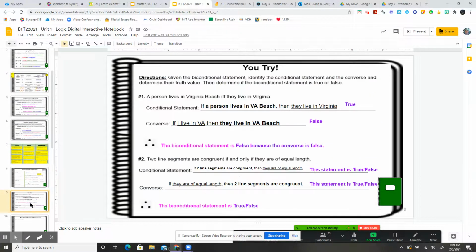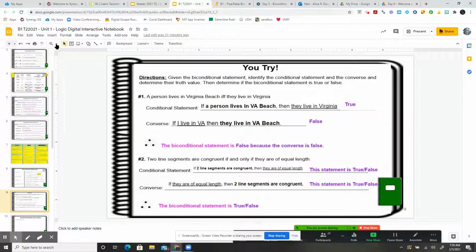Okay. So we did one example yesterday in a very short time frame. If a person lives in Virginia Beach, then they live in Virginia. That is true. If they live in Virginia, then they live in Virginia Beach. That is false. So our biconditional up here with the if and only if in the middle of the sentence is going to be false.